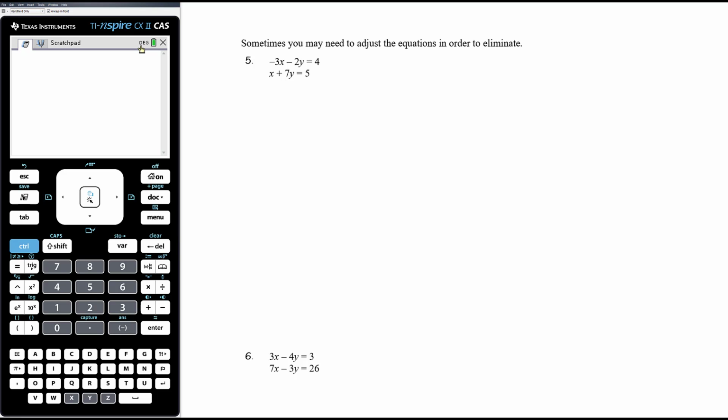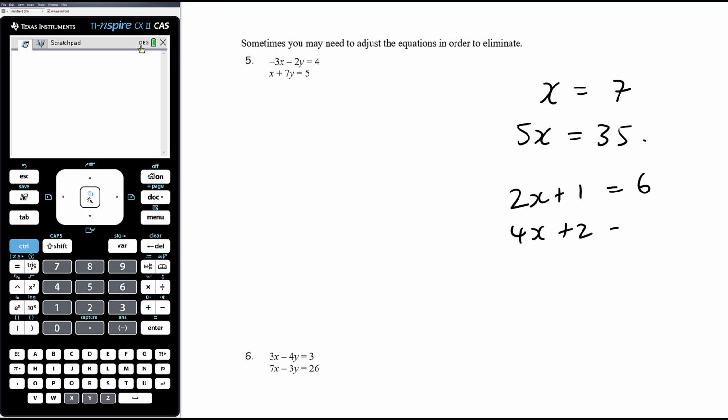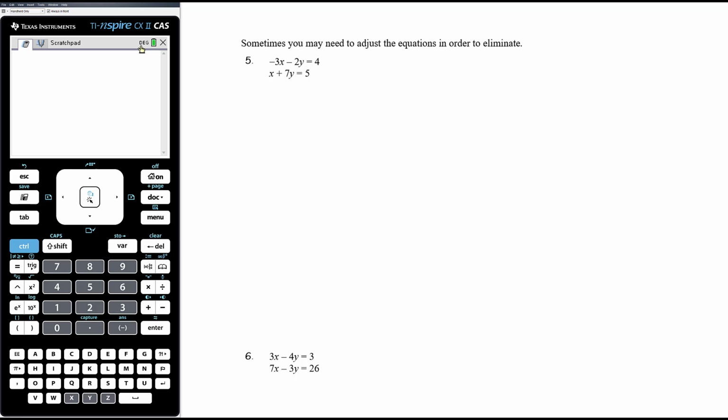Now, if we know that x equals 7, we can multiply both sides by 5, and 5x equals 35 is still a true equation. Similarly, 2x plus 1 equals 6 is the same as the equation 4x plus 2 equals 12. If you double everything, it's still the same equation, okay? So what we want to do in order to create the same term, even when we don't have it, is multiply one or both of the equations by something.